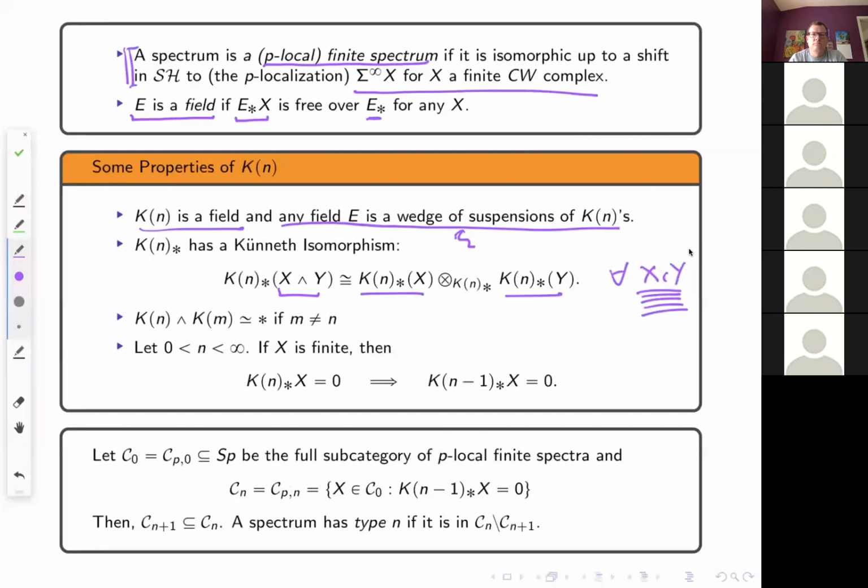Thanks. Yeah. So now they're orthogonal in the sense that if I take K(n) and I smash it with K(m), that's trivial if n is not equal to m, and p is not equal to q. I'm talking about one prime, but it's also true if you smash across different primes. Okay. And finally, these theorems here, they're in that Ravenel paper that I mentioned, and this one is also.